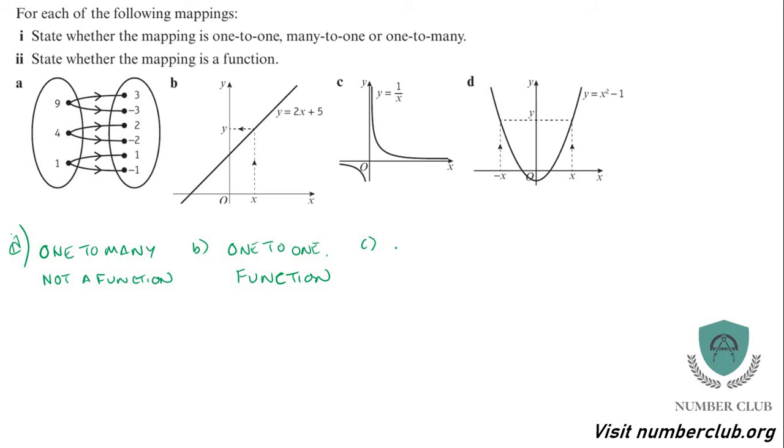Okay, part C. Now this is a little bit tricky. Yes, it's 1-to-1. You plug 1 value in, you get 1 value out. But it's not a function. And the reason it's not a function is because it's not defined for absolutely every value of x.